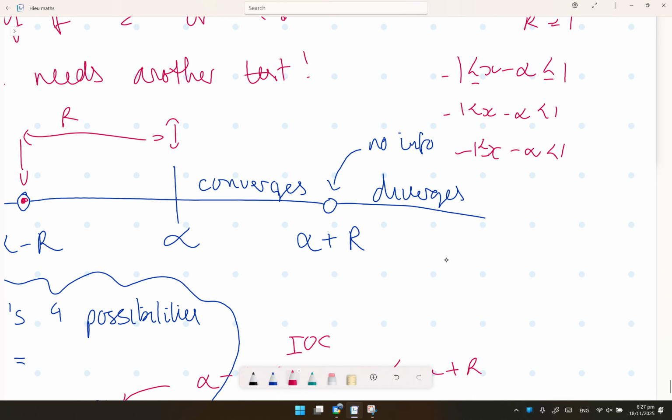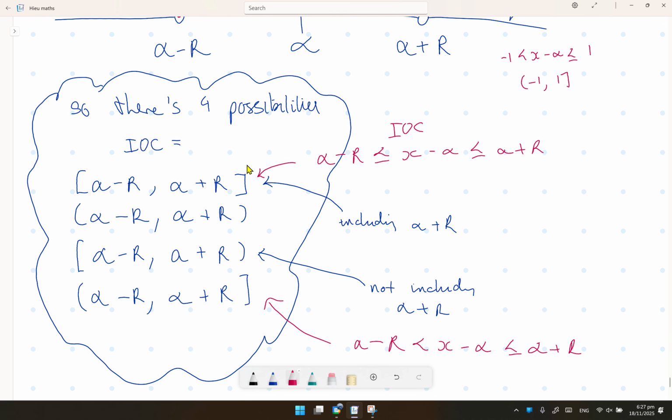So, for example, if the range for x minus alpha was larger than minus 1, but smaller than or equal to 1, then that would mean that it's not inclusive of minus 1, but inclusive of 1. The square bracket is inclusive. That's just another way of saying it, but there are 4 possibilities. Again, when they're all inclusive, when they're all non-inclusive, if one is inclusive on the left side, or one is inclusive on the right side.